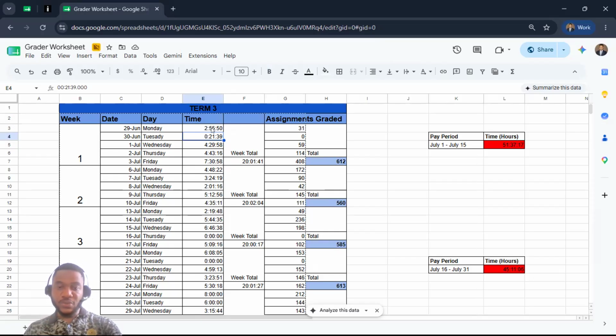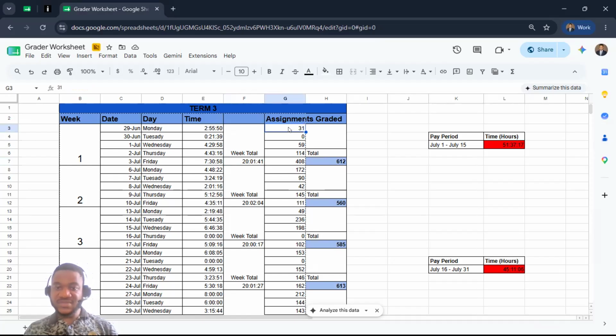I just pull in all of these numbers from our tracking tool. If you add all of this together from Monday to Friday, you get the week total. This will let you know how many hours you're spending in a week. So for week 1, I spent 20 hours, 1 minute and 41 seconds.